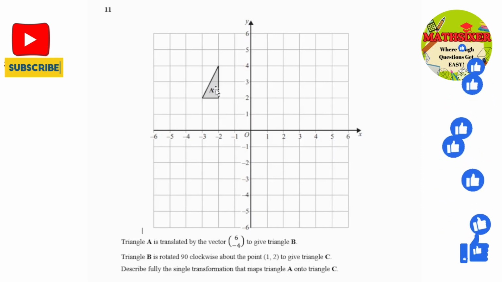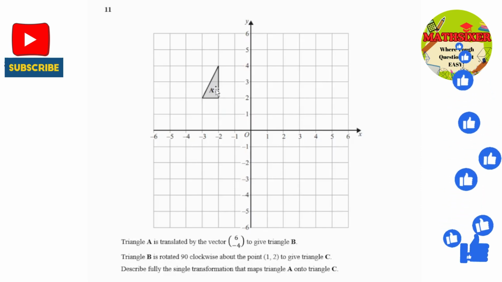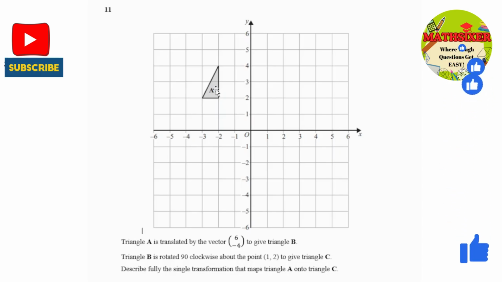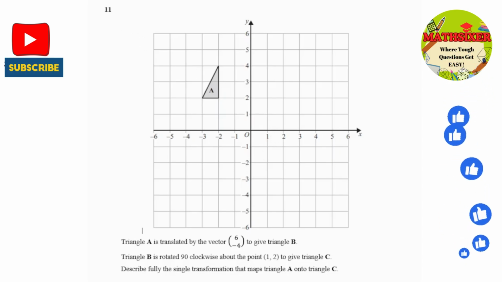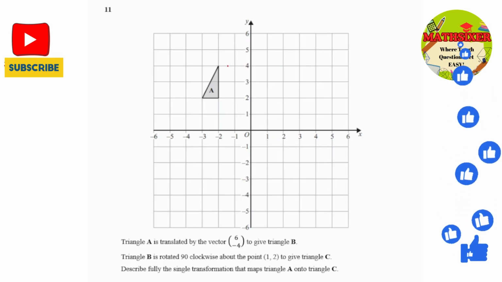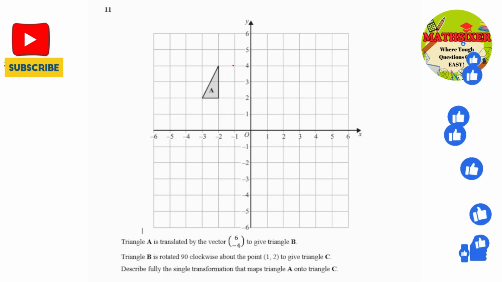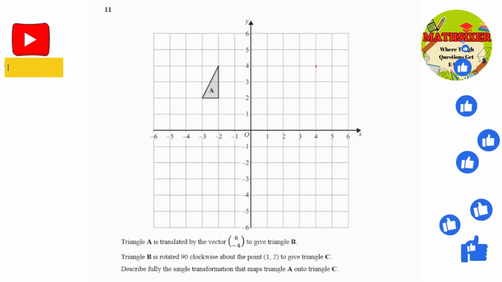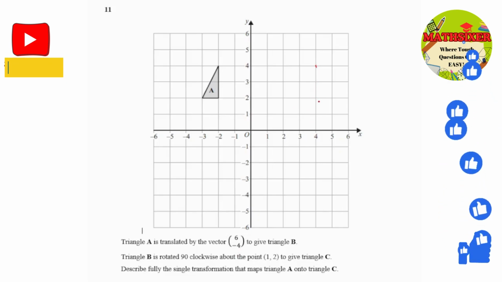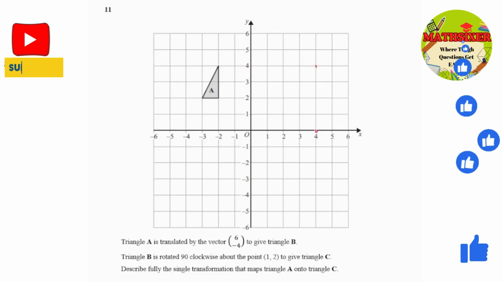It says triangle A is translated by the vector 6, minus 4 to give triangle B. So simply what we're going to do over here, we're just going to look at this one. So we're going to move this point 6 points to the right. 1, 2, 3, 4, 5, 6. And we need to do 4 points down from this point. 1, 2, 3, 4. So this is our first point.